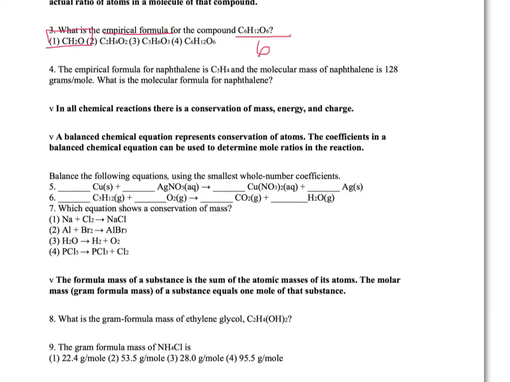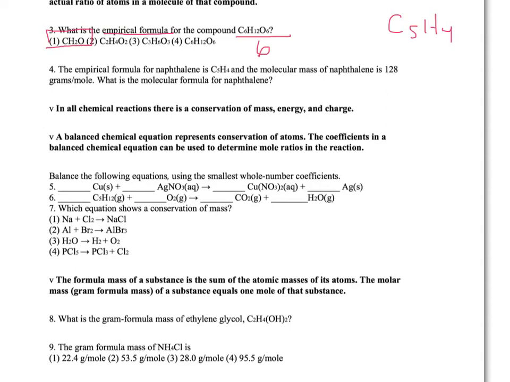Question number 4, we're given that naphthalene has an empirical formula of C5H4 and a molecular mass of 128. They ask us to find the molecular formula. So here, again, the empirical, the reduced formula is C5H4. And we're asked to find the molecular formula. The molecular formula could, in fact, be the empirical formula.